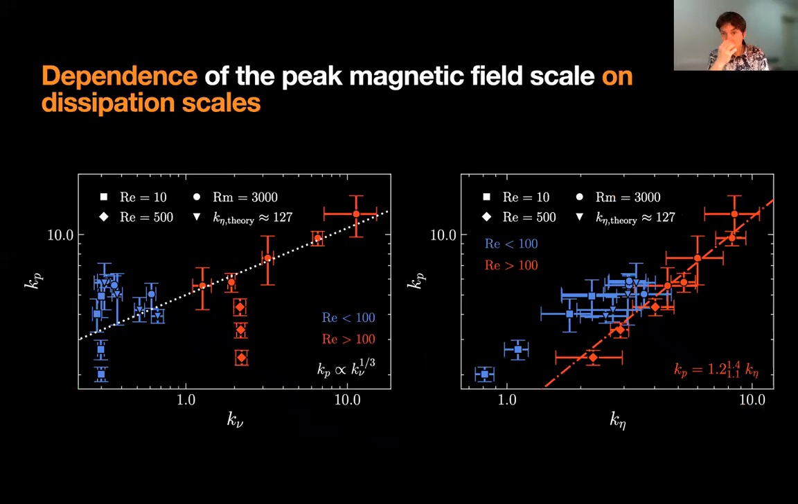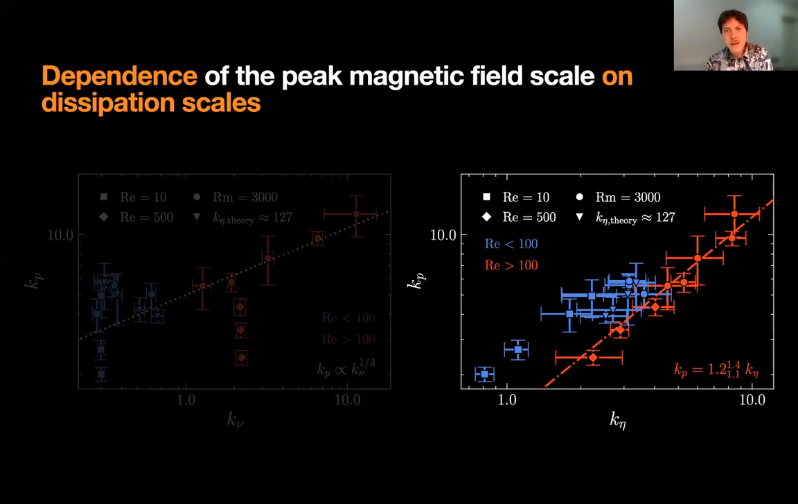So we compare the scale where magnetic fields are most concentrated for all our simulations against where we measure the viscous and the resistive scales being. First, we notice that there's a dichotomy taking place. For simulations where the Reynolds number is low, where the flow is stochastic and turbulent field is underdeveloped, the flow behaves very differently as opposed to when the Reynolds number is much larger than 100. When the Reynolds number is larger, we have sufficiently developed turbulence, and we find that there's a linear dependence of the peak scale on the resistive scale.